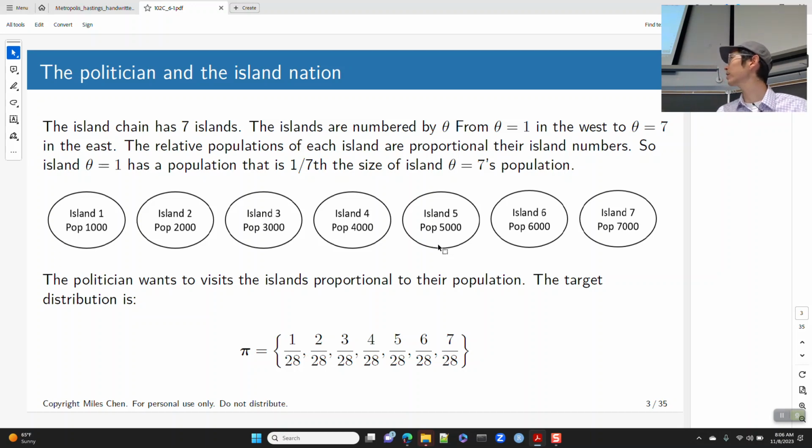If you do the math here, this adds up to a total of 28,000, and you would visit island 7 out of 28, or a quarter of the time, and you'd visit island 1 out of 28. So this would be our target distribution, and we want our politician, who is going to visit these islands via some kind of random process, to end up visiting these islands with these target proportions.